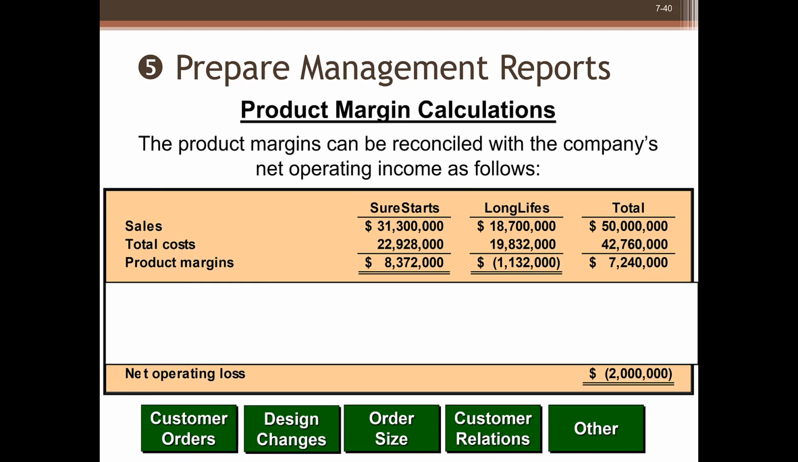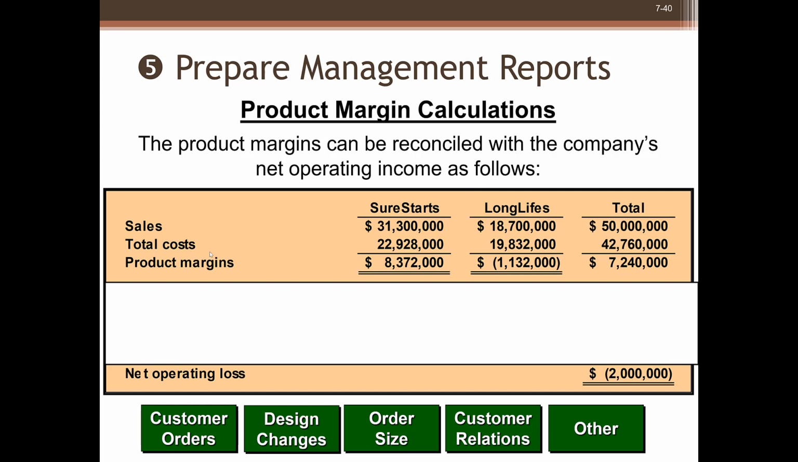Product margin can be reconciled with the company's net operating income. Let's see here. This is what we've just calculated. Product margin is calculated from sales minus total costs. Again, total costs include both direct costs and indirect costs. And we can get total profit margins for the company. We have total sales minus total costs of those two products, and profit margins should be 7,240,000.